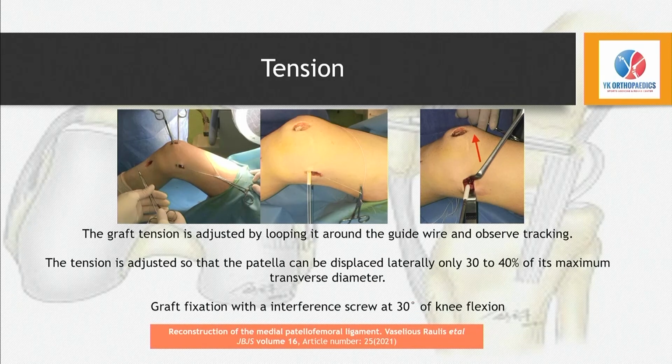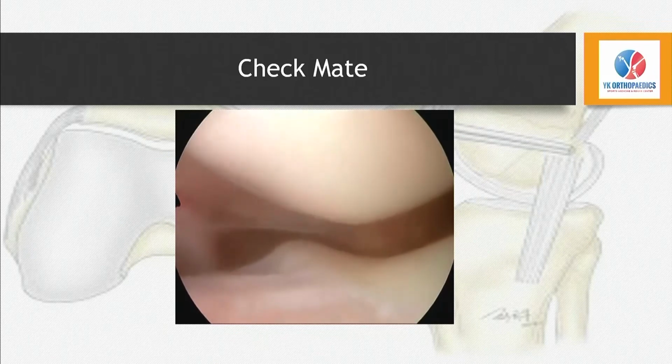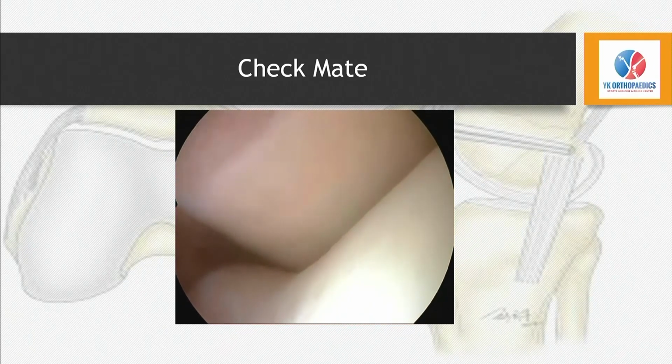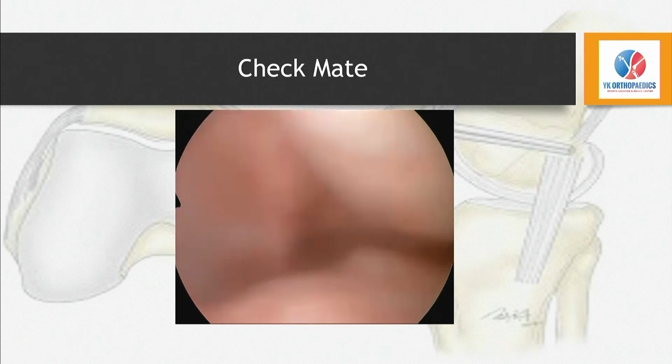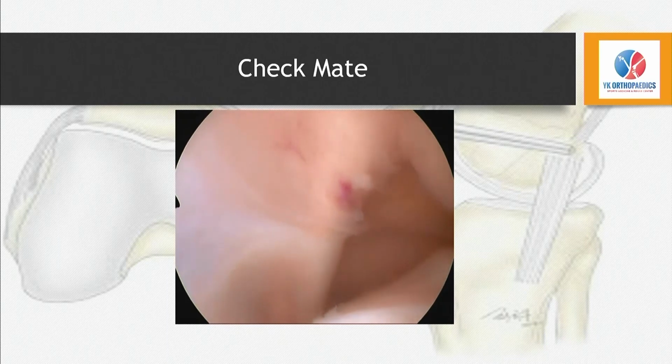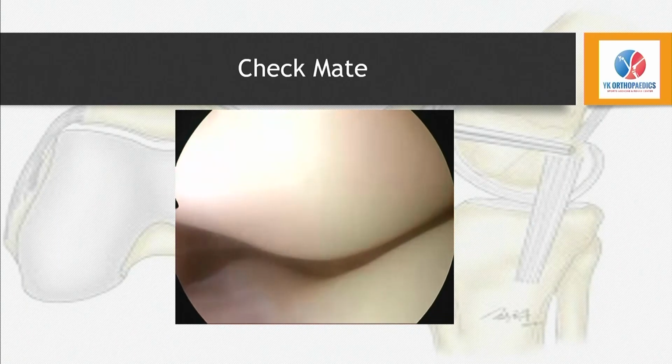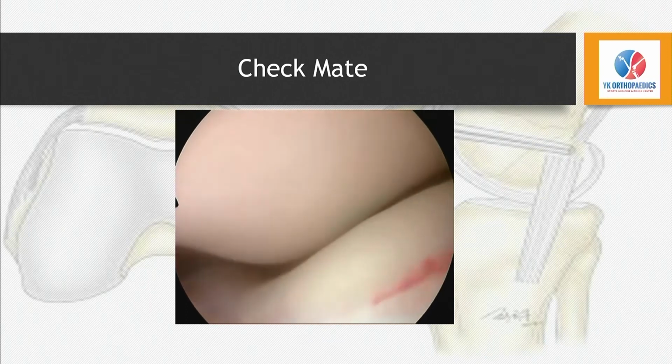The other thing is that once you're happy with your tension, you ask your assistant to hold that tension and you can check it manually. It should not displace 30 to 40% of its transverse diameter. Once you're happy, you fix that graft with the knee in 30-degree flexion. A follow-up, once you're done, is your checkmate. You know you have done the job well. You look at the joint, you look at the alignment, and this is where your reconstruction looks like a tight band on the medial side.